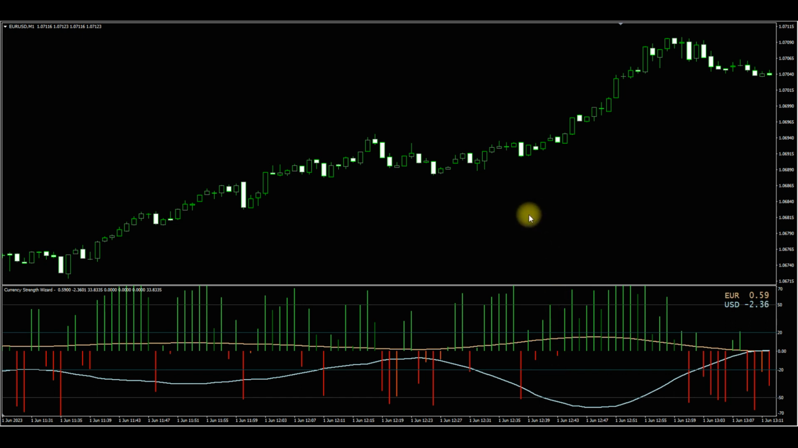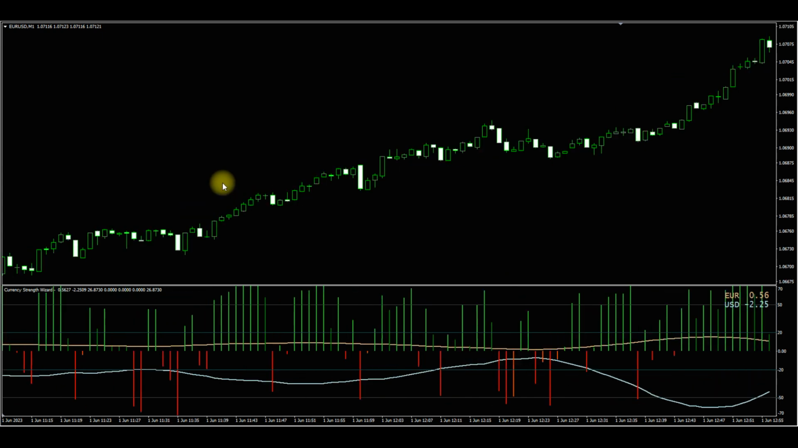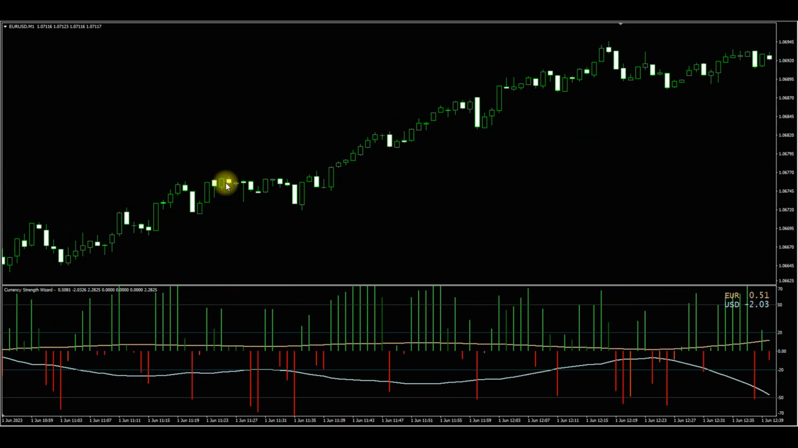Also, you can use these green bars as an indication of the strength of the trend. When these green bars during the buy trend change to an opposite color or become smaller, it means that the trend loses its power.